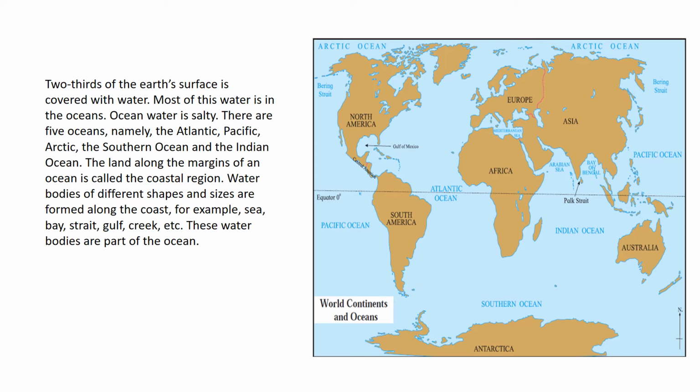You can see in the below picture the Atlantic Ocean, Indian Ocean, Pacific Ocean, Southern Ocean, Arctic Ocean. The land along the margins of an ocean is called the coastal region. Water bodies of different shapes and sizes are formed along the coast. For example, sea, bay, strait, gulf, creek, etc. These water bodies are part of the oceans.